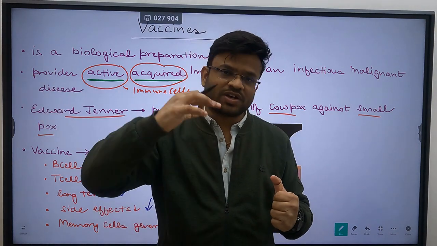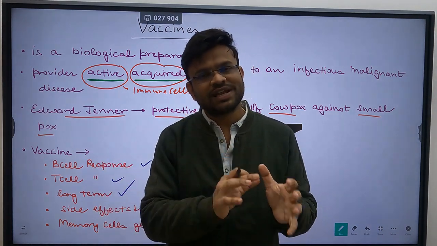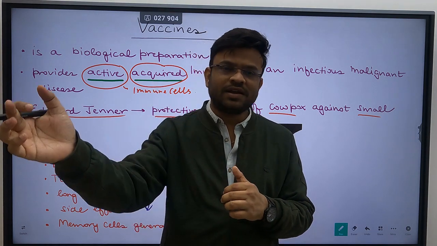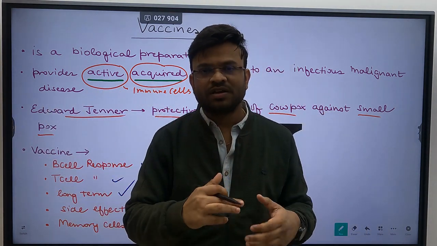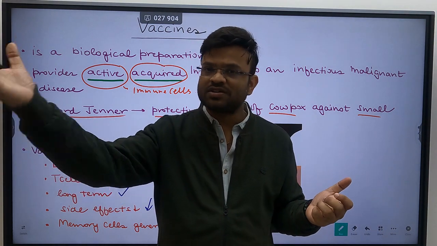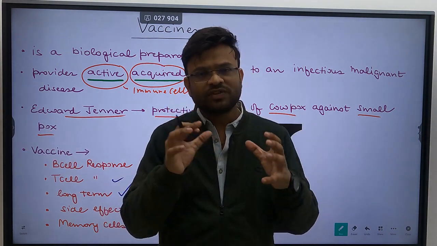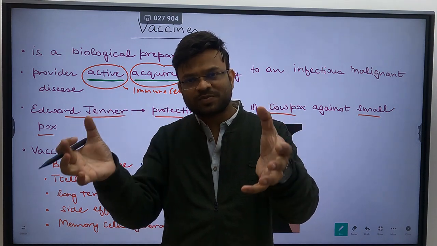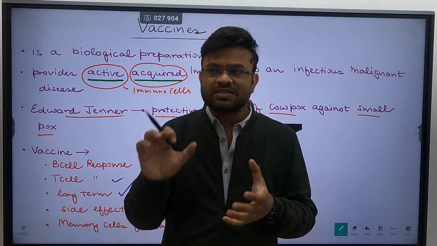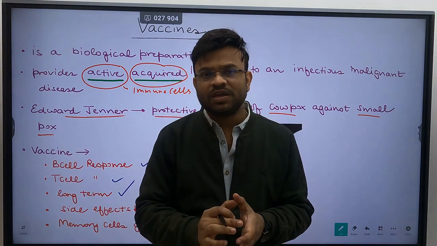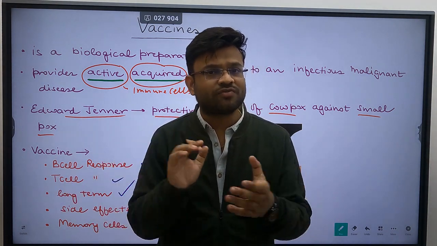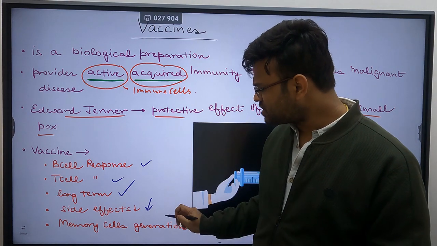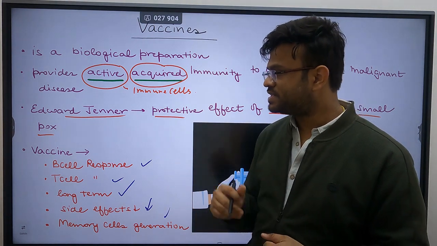When the infection came the first time, it would have taken a longer time to eliminate it, but because of the memory cells generated after the first infection, when the infection comes the second time, because of the information present inside the memory cells, this secondary infection would be eliminated in a very short time as compared to the elimination of the primary infection. So this is the concept of memory cells.